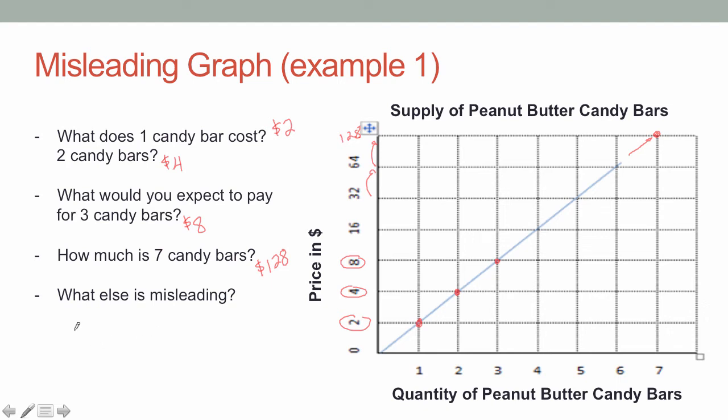So what is wrong? There are not equal intervals on my y-axis. So it is misleading. It looks like the price of candy bars steadily increases, but it actually is not.